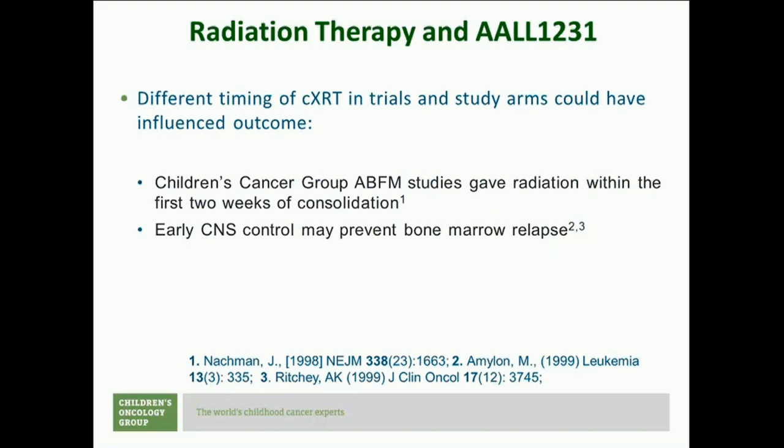In the Children's Cancer Group, who used the same backbone, both studies gave radiation within the first 2 weeks of consolidation, very early on, like we did for that one arm, and they had suggested in two of their trials that early CNS control may prevent bone marrow relapse. And the way they thought that they did that was that they decreased the sanctuary site. So T lymphoblasts and B lymphoblasts will travel all over. They can get into your CNS, and when they do, it's difficult to deliver drugs there. And so it's a sanctuary site. So they could grow, proliferate, and then go back into the marrow. So that was one of the theories about why early cranial irradiation may be helpful for bone marrow relapse as well.